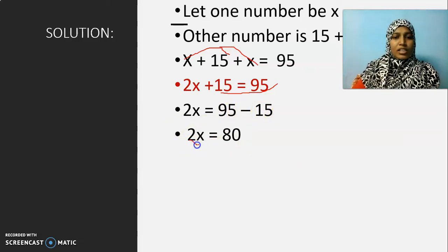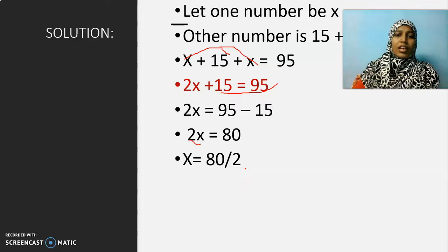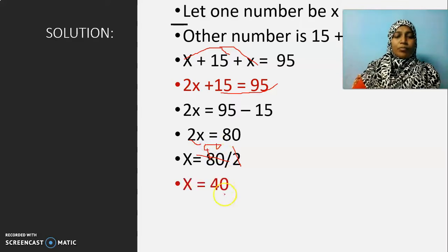Then here 2 and x are in multiplication. So how will this 2 come to this side? It will come in division. 80 by 2. Here 2 is in multiplication, so it comes as division on the right hand side. So 1 2 is 2, 4 2s are 8. So 40. So x is equal to 40.